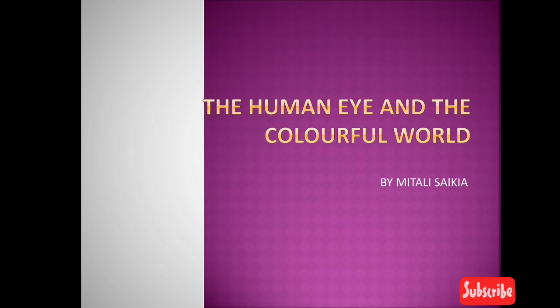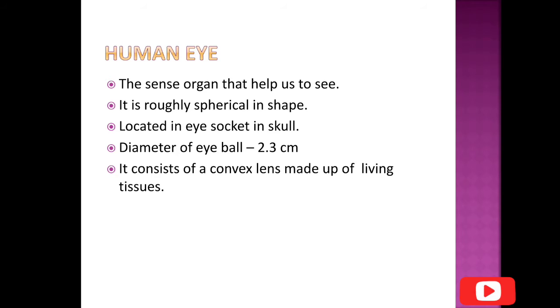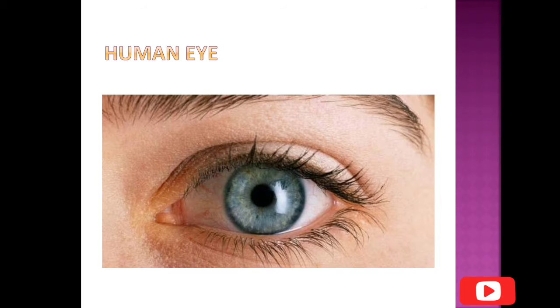So in today's video we shall discuss the human eye. So let's discuss it. So what is the human eye? The human eye is the sense organ that helps us to see. It is roughly spherical in shape and is located in the eye socket in the skull. The diameter of the eyeball is 2.3 centimeters. It consists of a convex lens that is made up of living tissue. So you can see here this picture of the human eye.